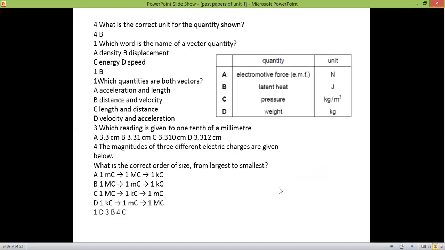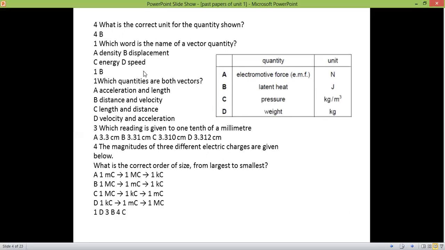Next question. What is the correct unit for the quantity shown? Over here, the correct unit is joule, which is the unit of latent heat. The rest are all incorrect because the quantity of electromotive force is voltage, and its unit is volt. Unit of pressure is Pascal or Newton per meter square. Weight is a force and its unit is Newton. So correct option is B.